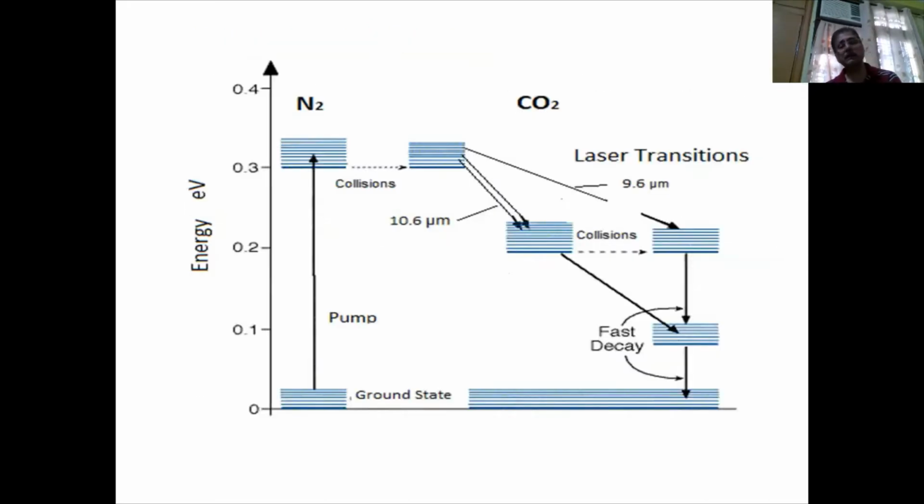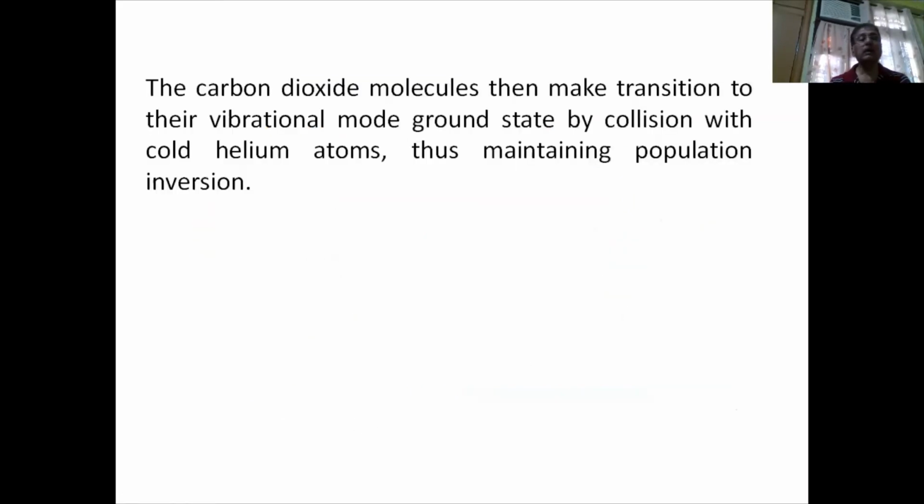Now, this is the energy level diagram for a carbon dioxide laser. As we can see, through the pump we excite the atoms of nitrogen, which through collision pass on their energy to the CO2, which makes laser transition at 9.6 micrometer and 10.6 micrometer over here. And from here, they need to be brought down to the ground state to be pumped again. Here, the carbon dioxide molecules make transition to their vibrational mode ground state by collision with cold helium atoms, thus maintaining the population inversion.